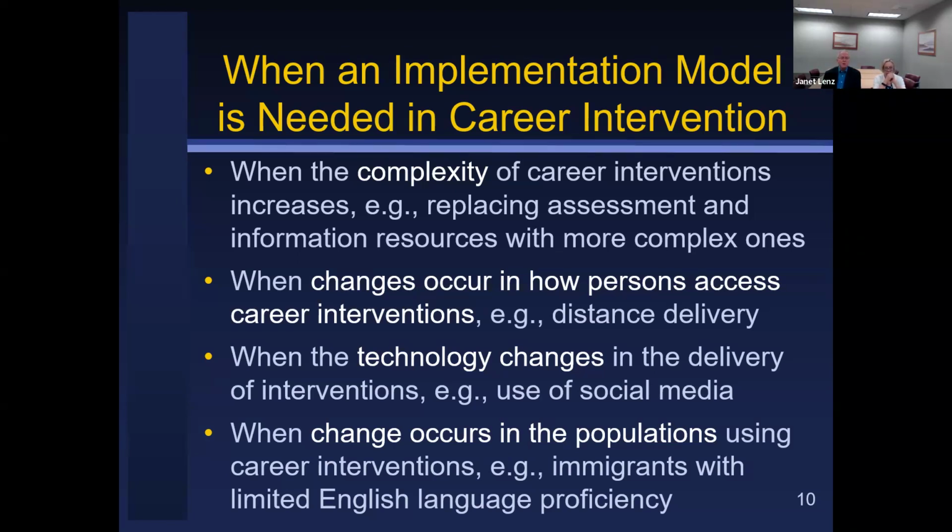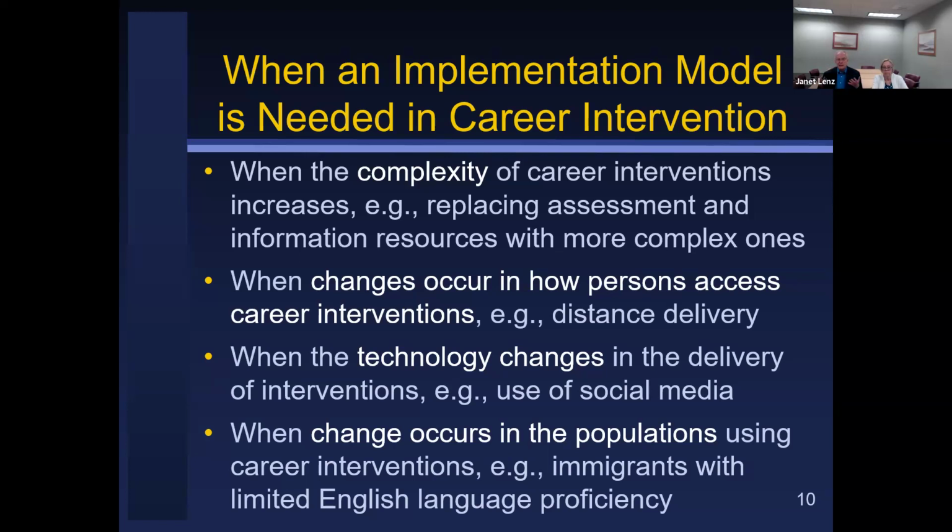Also, when we get new changes in the delivery mechanism. All of us, I think, were struggling in career services with distance delivery as a result of COVID. When we made that switch to offering services at a distance, we scrambled to figure out how to do that effectively. An implementation model is really helpful in getting us started, organizing our thinking about how we offer distance services effectively.